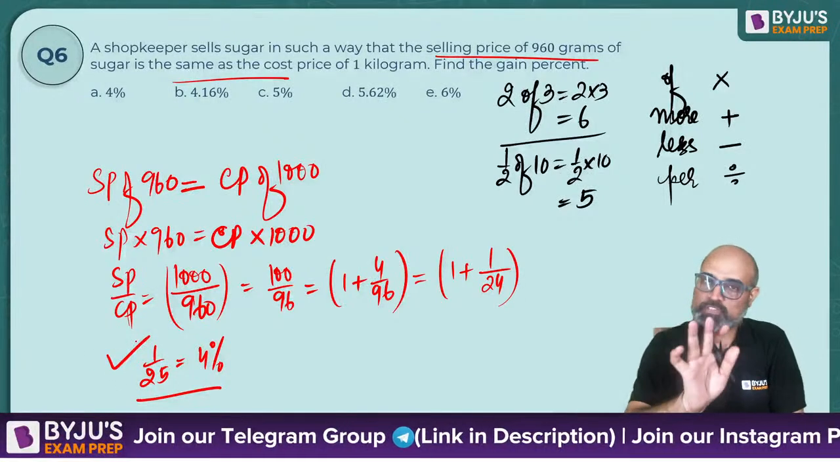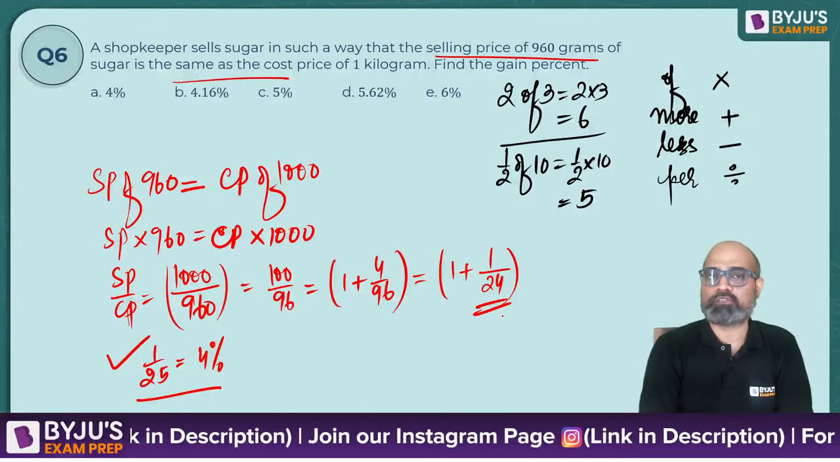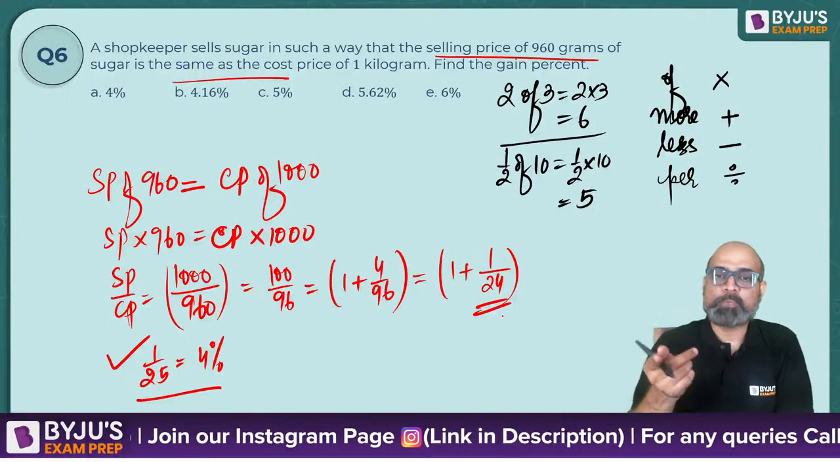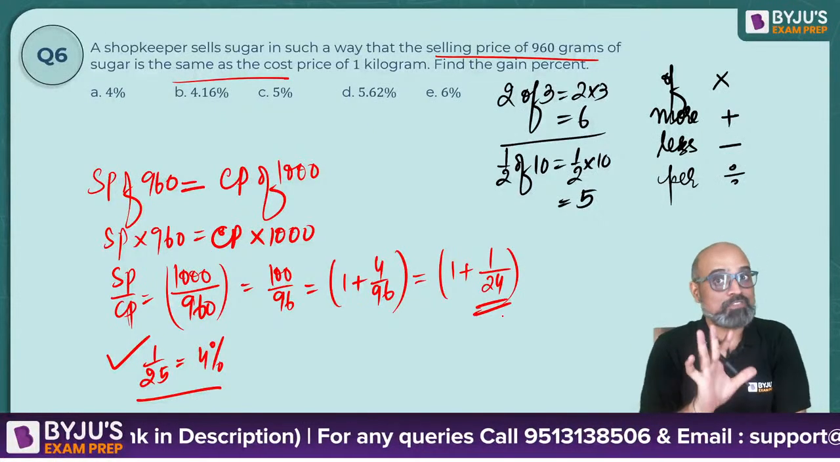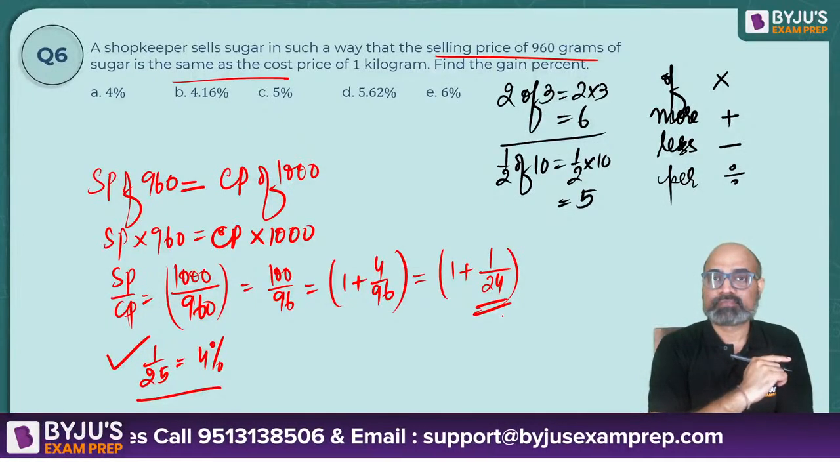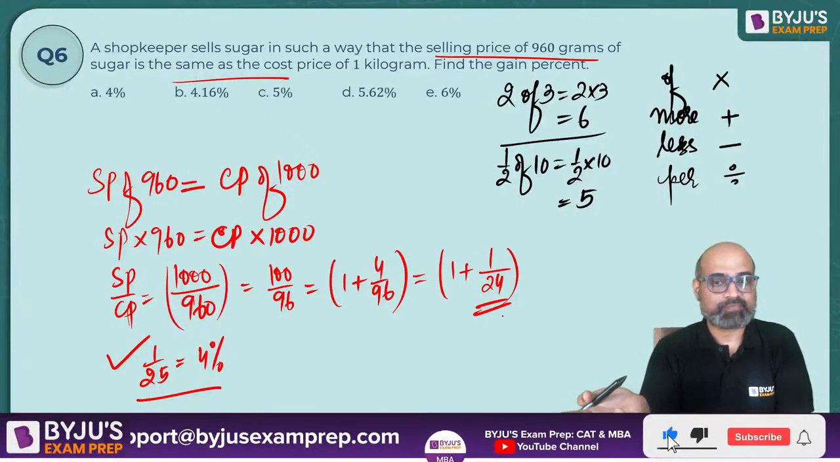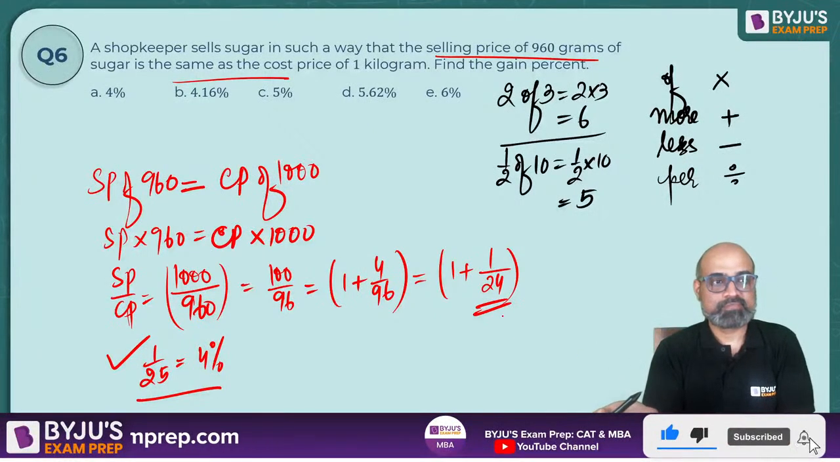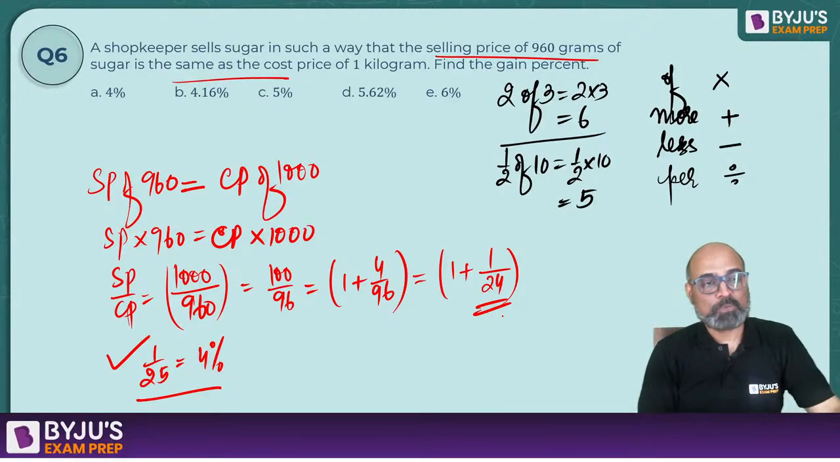If 1 by 25 is 4%, what do you think 1 by 24 is supposed to give us? More than 4%, less than 4%. Unfortunately, we do not have an option which gives less than 4%. कौन सा आंसर है? A, B, C, D, E में से? Everyone, अब तो बता दो.